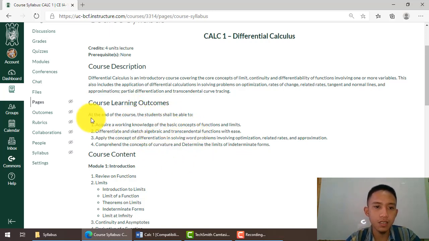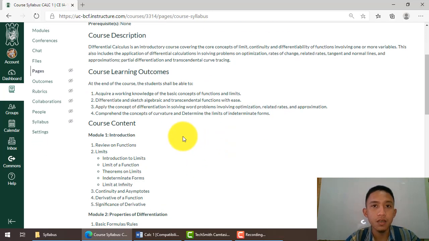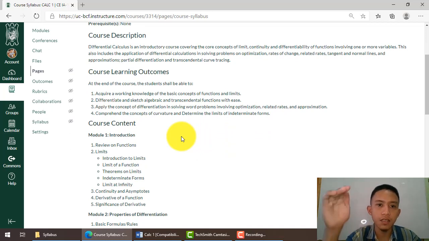Once I see that you are able to show all of these 4 course learning outcomes, then you are ready to move to your next subject. But if not, then I think you need to repeat until you are able to perform these 4 course learning outcomes in this subject. And in order for us to attain these outcomes, we will be understanding and learning topics.